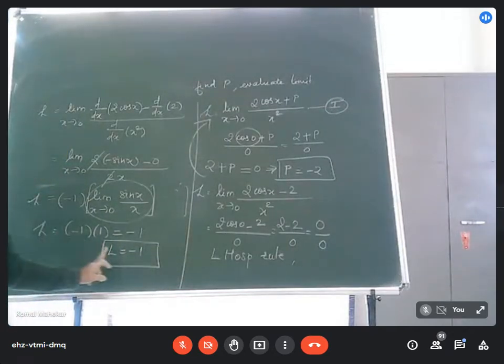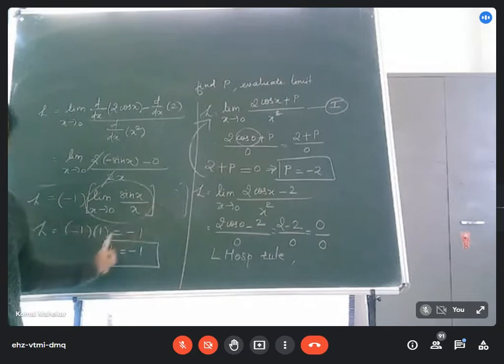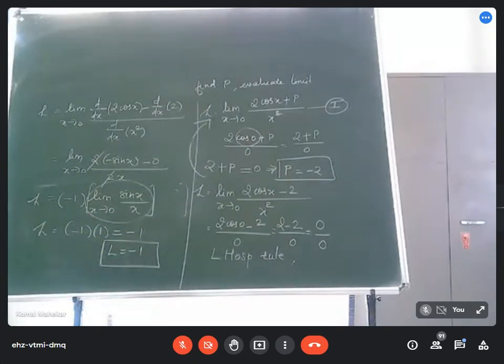Okay. So in this way, in this problem, we find the value of constant p, and with the help of that constant p, we find out the limit L. L is equal to -1 and p is equal to -2. This is the answer. Okay. Again, we will solve one more example on this constant.